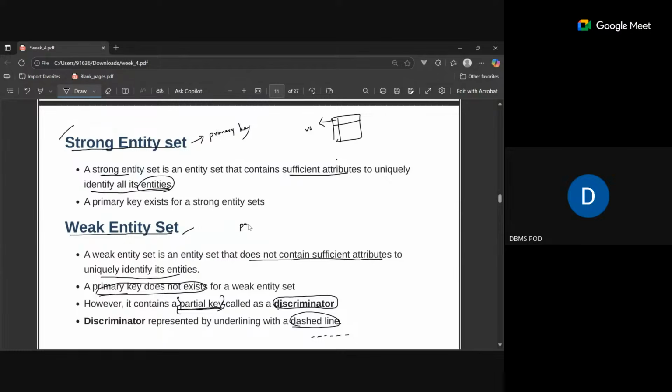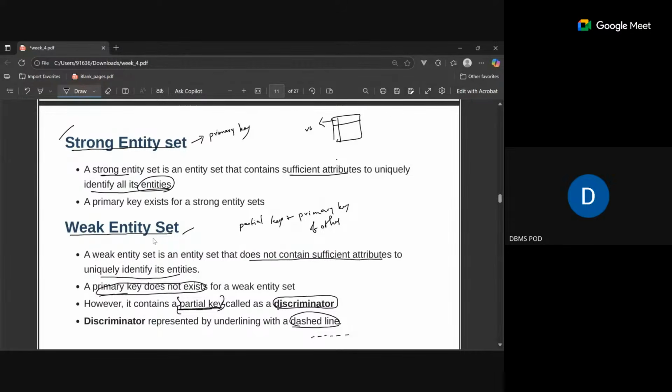So a partial key is nothing but, if you take a partial key, using it alone you cannot identify each row uniquely. But if you combine this partial key with the primary key of another table, then you will be able to identify all the rows present in the weak entity set uniquely. So the primary key of the other table, because a weak entity set cannot exist independently.